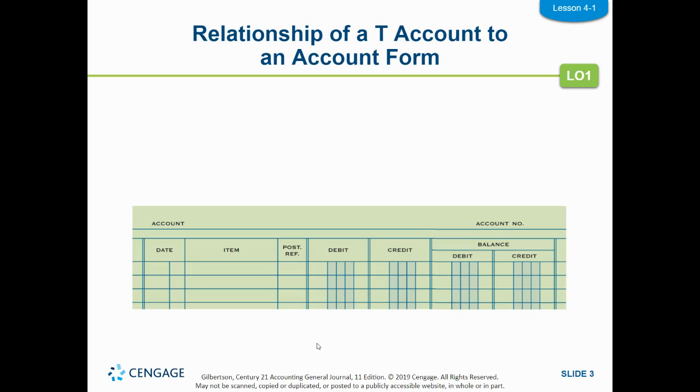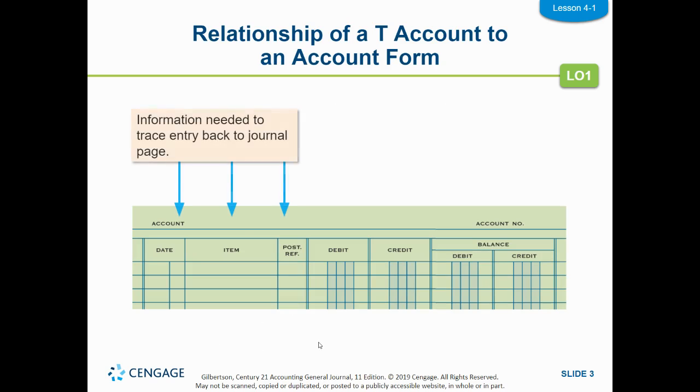So let me relate this to the T account. To start out with, this is our form. This account right up here where it says account, that's where the account name is going to be. So if this was cash, it would say cash. If it was accounts receivable, ABC Company, it would say accounts receivable, ABC Company. And then every account has a number, and we'll get to that in a little bit.